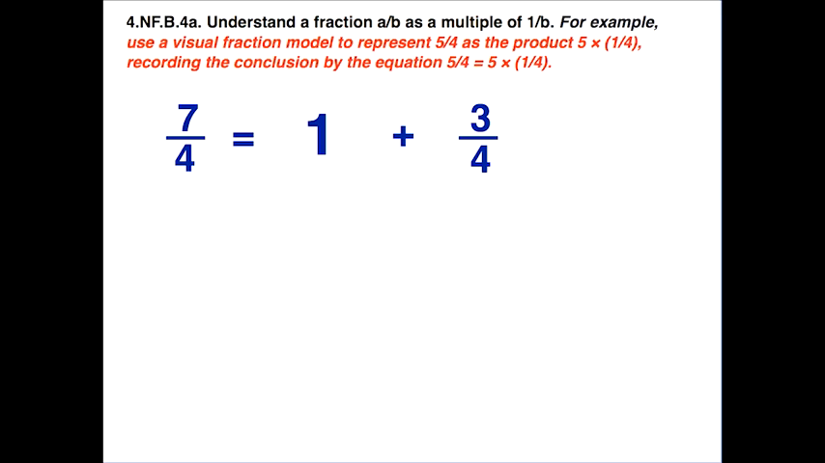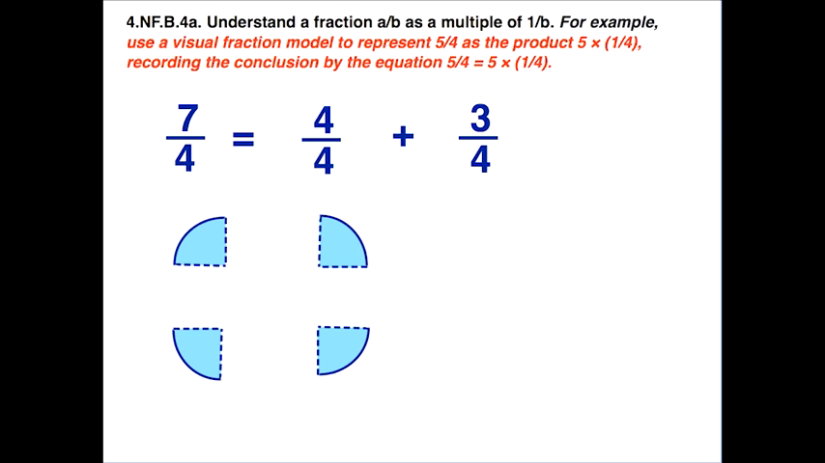Let's focus on the second part that talks about using a visual fraction model to represent something like 5 over 4 as a product 5 times 1/4. So let's do the same example, 7/4. Let's change our 1 to 4 over 4. Let's use a circle and its interior as our model. But let's take that circle and split it up into 4 individual parts like so, to where it's a little bit more obvious to students.